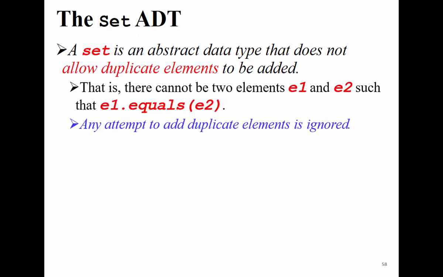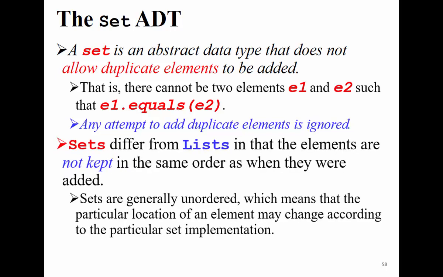So if you have element 1 and element 2, and element 1 equals element 2, and you try to add element 2 to the set where element 1 exists, we're going to ignore your request. Only one element will be stored. So it's very important to understand this: ignored. If you try to add the same element to the set, your request will be ignored. It will not generate an exception or a runtime exception. You think everything is okay, but the set will simply ignore your request.